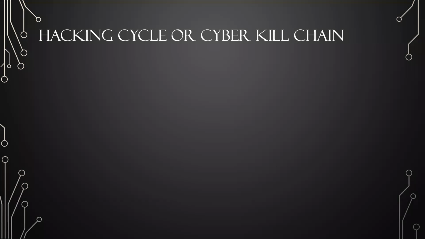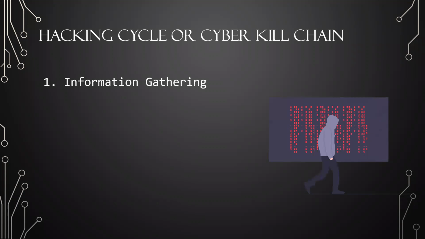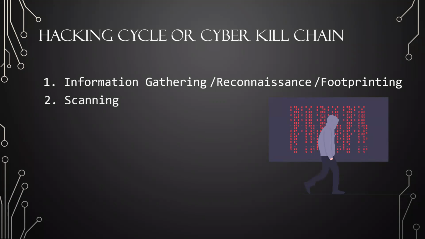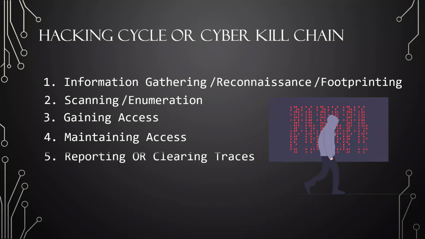So this hacking cycle consists of 5 important steps. The first step is called information gathering. Some organizations refer to it as reconnaissance or footprinting as well. So it's one and the same term, guys. Second step is called scanning. It can also be referred to as enumeration. Third step is gaining access. Fourth step is maintaining access. And the last step is reporting or clearing traces.